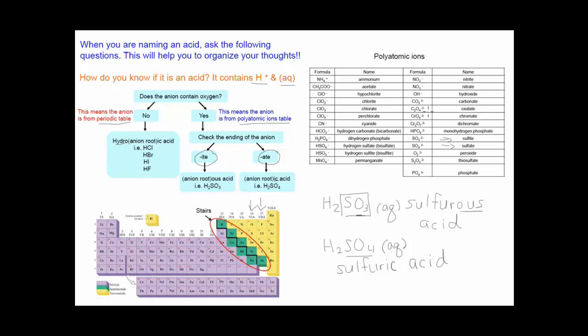So anytime you're dealing with a polyatomic ion in an acid, you will just name it as either ous acid or ic acid, depending on the ending of the polyatomic ion. If anything starts with hydro something ic acid, that means the anion comes from the periodic table.